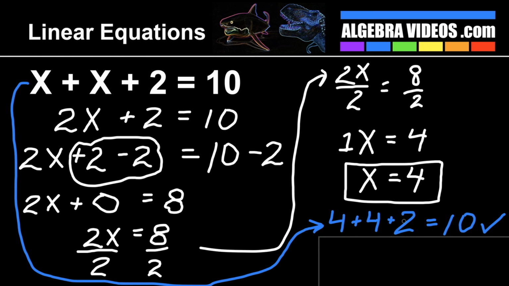If these two sides were not equal, we would probably want to go back and rework the equation, but since it's equal, we know that our solution of x equals 4 is correct.